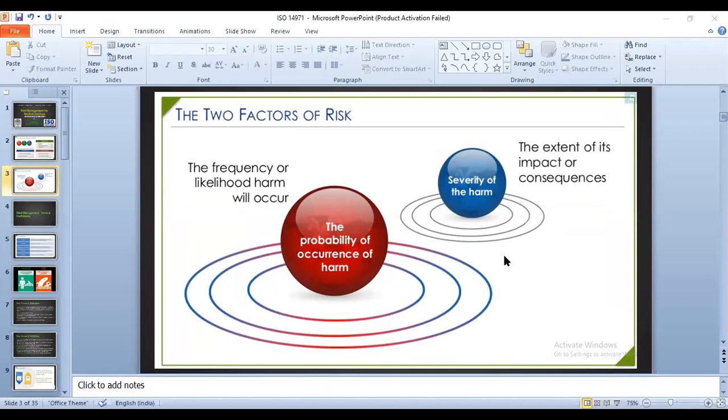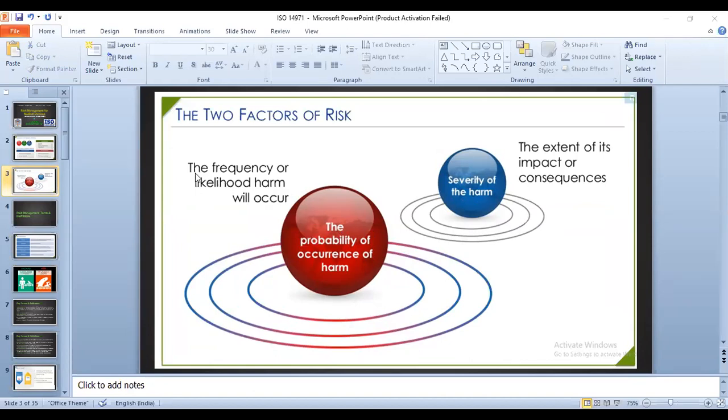Here the two factors of risk, we can call it a two-factor risk. One is harm. What is harm? See the definition: the probability of occurrence of harm. That is one point we have to reduce. The other one is the severity of the harm. These two points we have to concentrate on and reduce the risk.